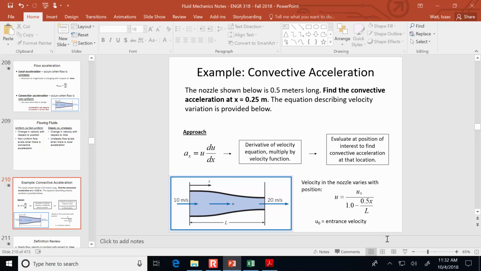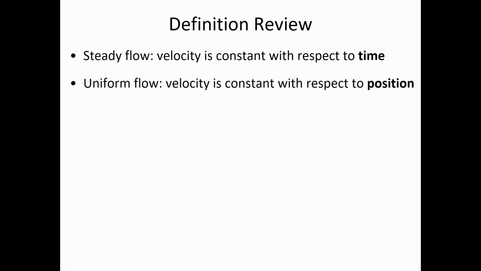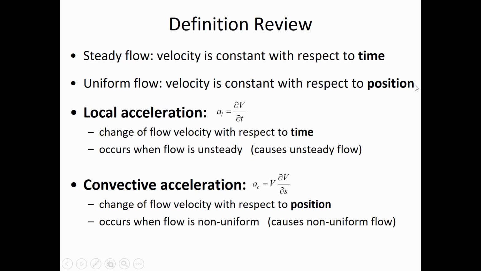Okay, so that's a taste of convective acceleration. Now remember, steady flow is where conditions don't change over time. It's where velocity is constant with respect to time. Uniform flow is where velocity is constant with respect to position. And so local acceleration is where there's a change in that velocity over time, and it causes unsteady flow conditions. Convective causes non-uniform flow.